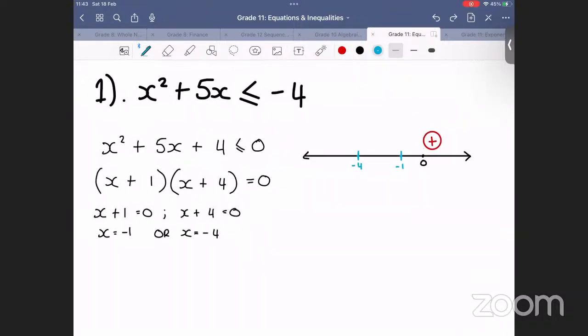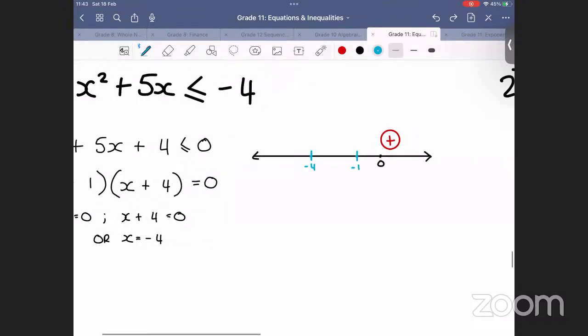Then we have a number between -1 and -4. I'm going to choose -2. I substitute it into the actual equation and I get a negative as expected. Then here I should get a positive, but let's double check it. A number before -4 would be -5, and I get a positive, +4, when I substitute -5.